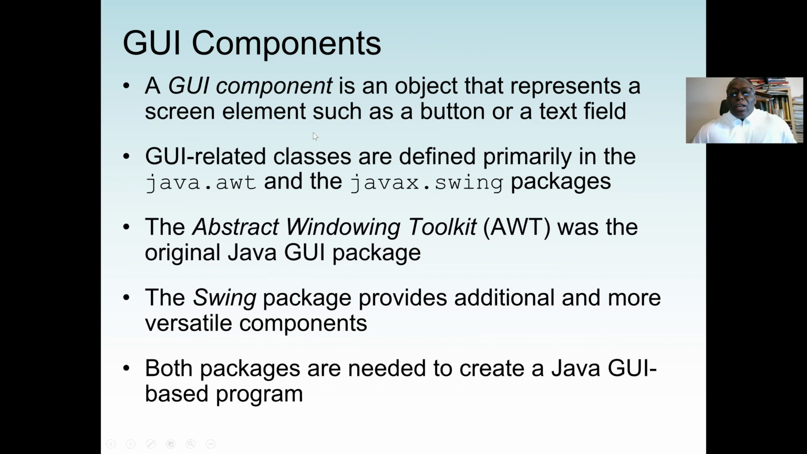So in this case, how can we develop a Java GUI application? The first thing we need is the packages. We can either use the Java AWT or javax.swing, which is the swing package, or we can use both of them at the same time. So here we say the AWT was the original Java GUI package. Then later the swing package was provided, which had additional, more versatile components. But again, both packages are needed to create a Java GUI-based program.